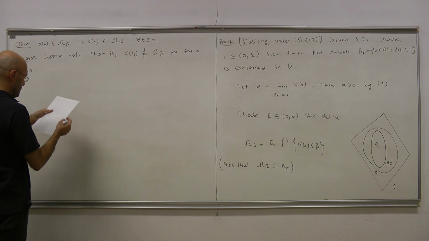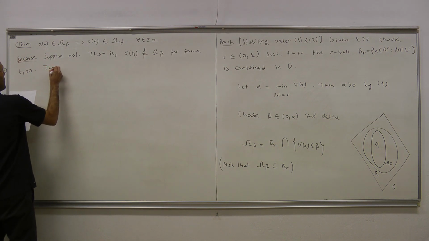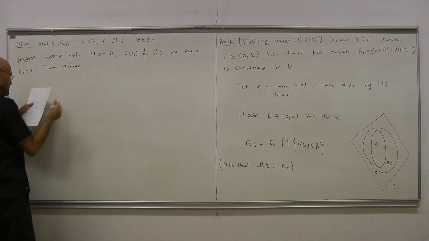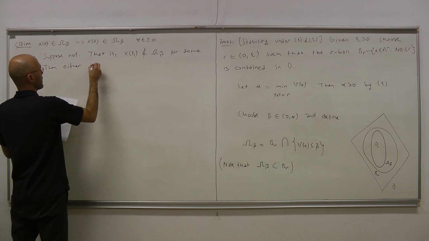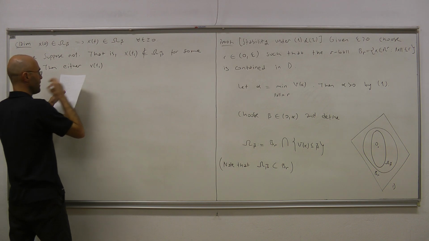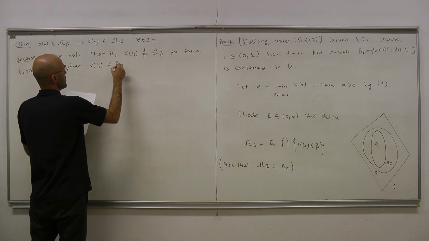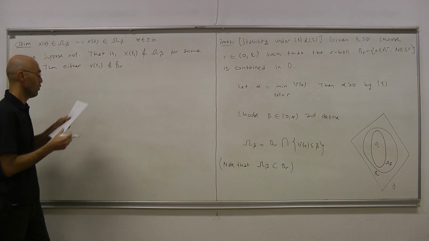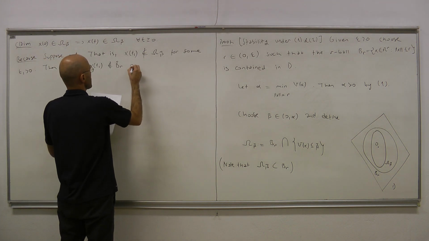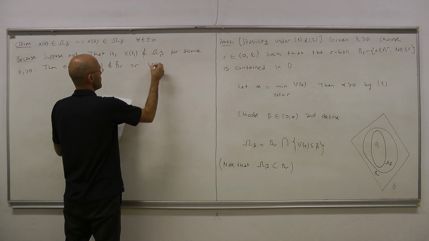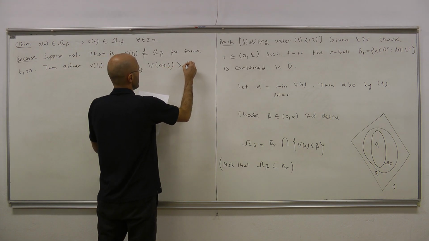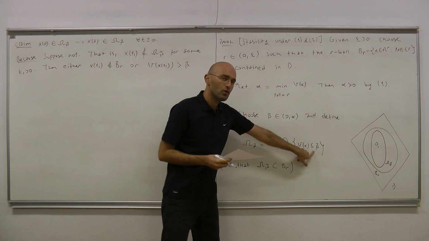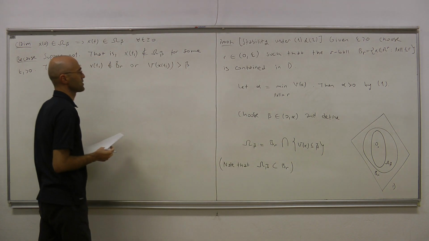Okay. So, by simple reasoning, either of the following must hold. Either x(t1) does not belong to the R ball, or V(x(t1)) is strictly greater than beta. That is, it does not belong to this set, V of x is equal to beta.